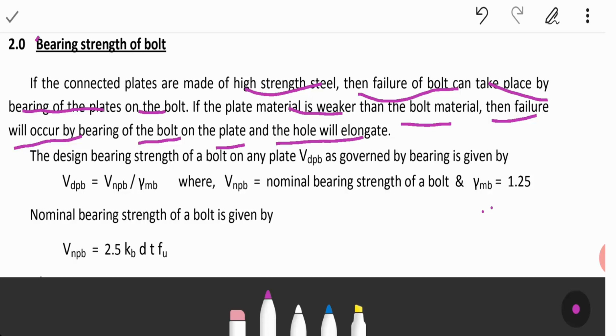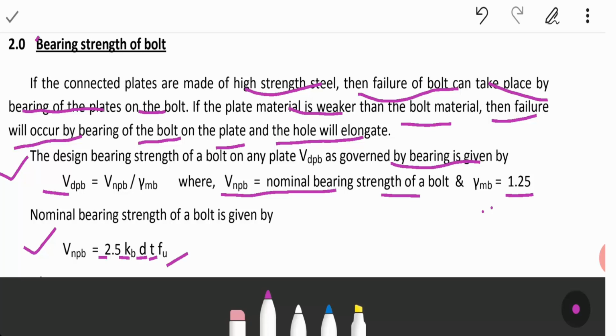The design bearing strength of a bolt on any plate, as governed by bearing, is given by Vdpb equal to Vnpb divided by gamma mb, where Vnpb is the nominal bearing strength of the bolt and gamma mb is the partial safety factor of the bolt, which is 1.25. So the nominal bearing strength of the bolt is given by Vnpb equal to 2.5 kb d t fu.